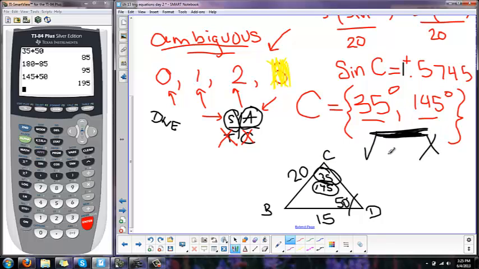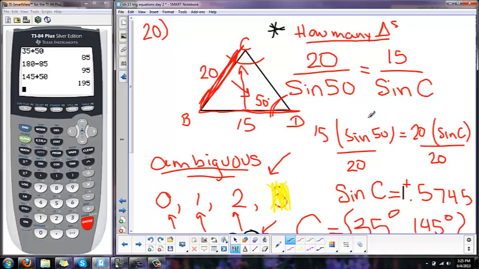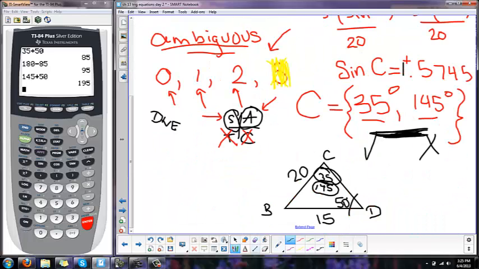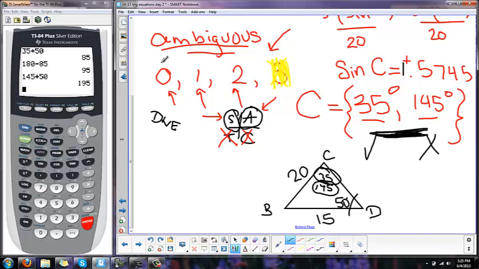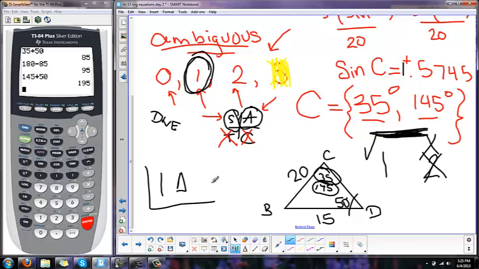So therefore, how many triangles that can be constructed are possible? There is only one triangle. Your answer is one triangle that is possible in this case. And that is because one of those angles worked and the second one did not work. If this angle happened to work and make sense within the context of the question, then your answer would have been 2 triangles. But your final answer is just 1 triangle.